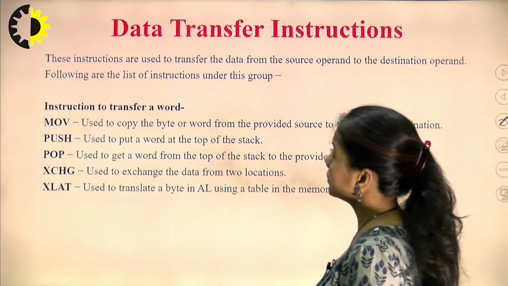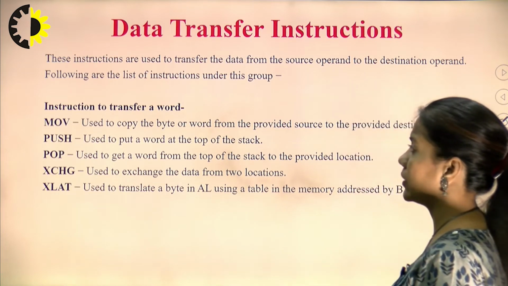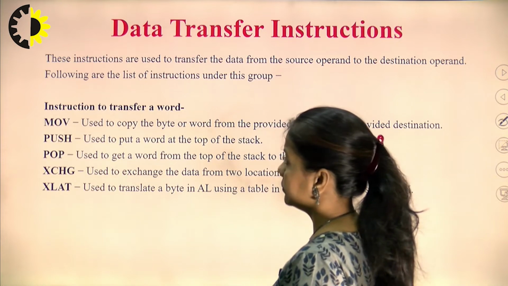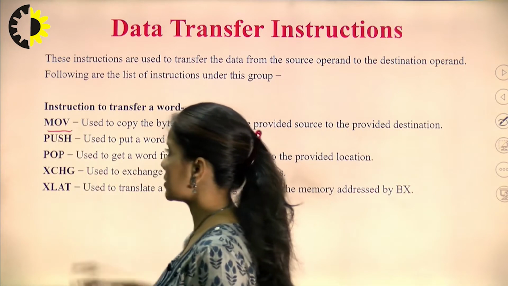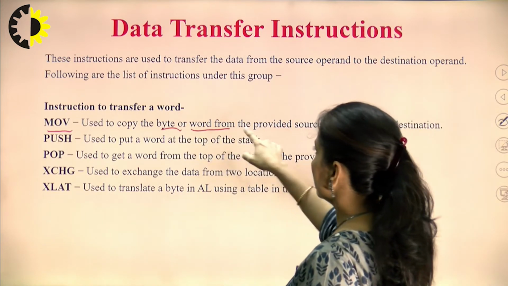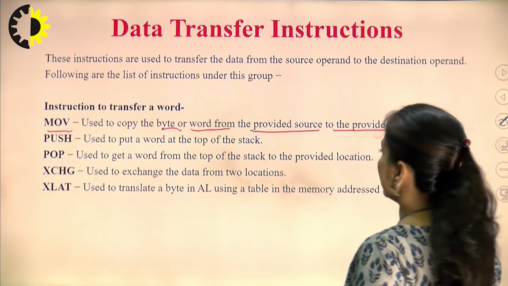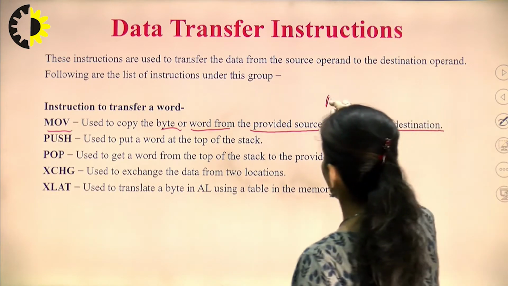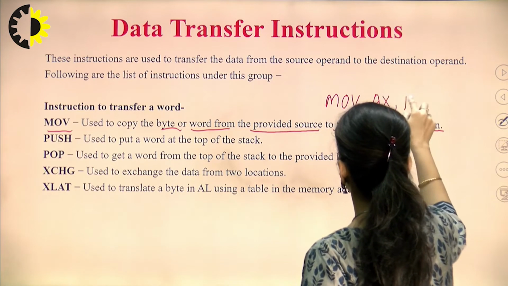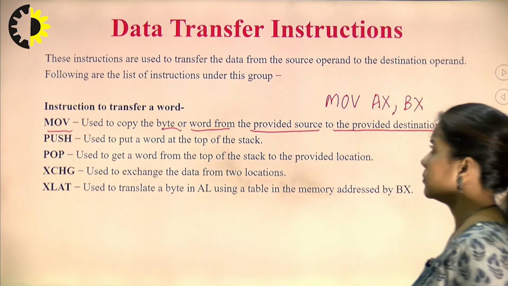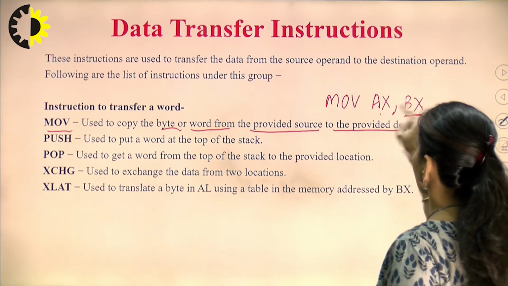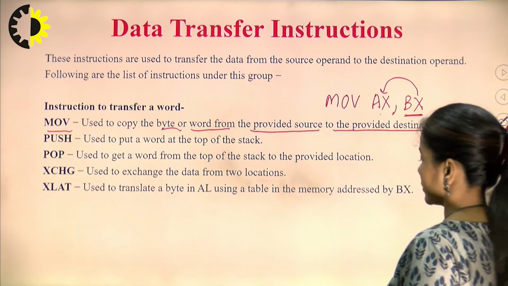So first of all, there are the data transfer instructions. These instructions are used to transfer a word. The first instruction in this category is MOV. It is used to copy the byte or word from the provided source to the provided destination. Suppose we write MOV AX, BX. So it means the contents of the BX register are copied to the AX register.